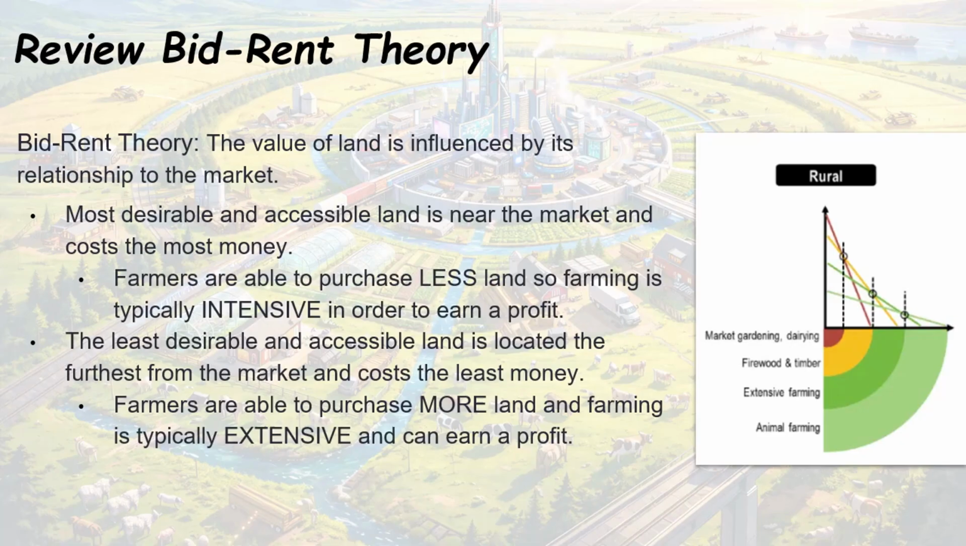That means farmers can only afford smaller plots. So they go full grind mode. Intensive farming. High inputs, high output, maximize every square inch, no wasted space. It's giving small apartment, luxury rent, make it work.